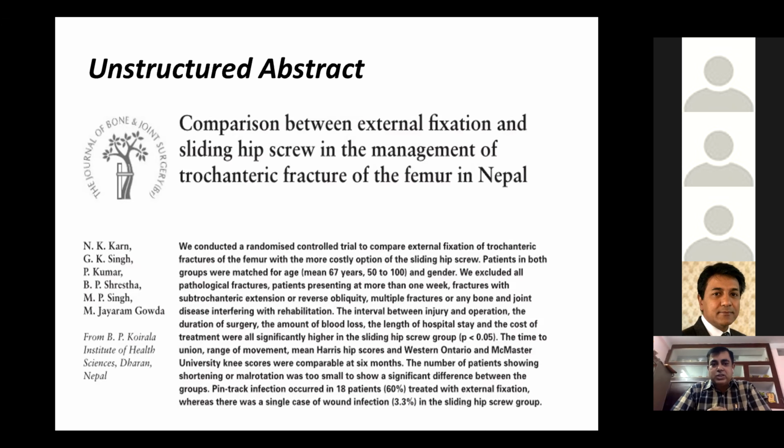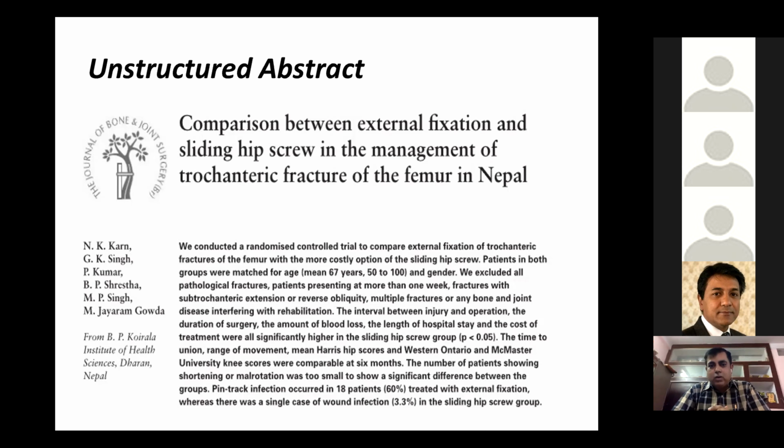In the first sentence I have written, we conducted a randomized controlled trial to compare external fixation of trochanteric fracture of femur with a more costly option of the sliding hip screw. This single sentence gives so much information. The study design is a randomized controlled trial. We are comparing two groups, external fixation and the sliding screw. Patients in both groups were matched for age and gender. So in a way, I am telling that my randomization was successful.